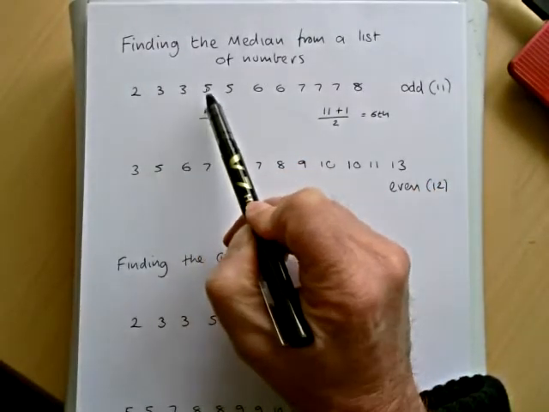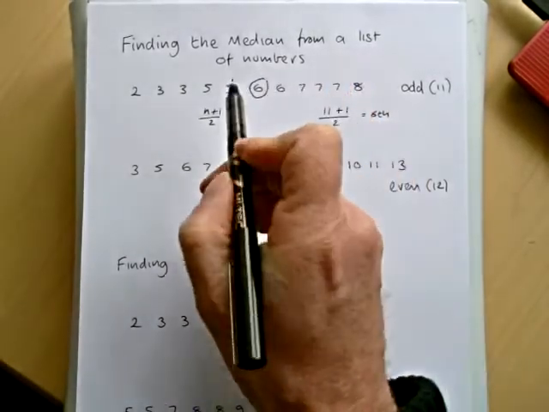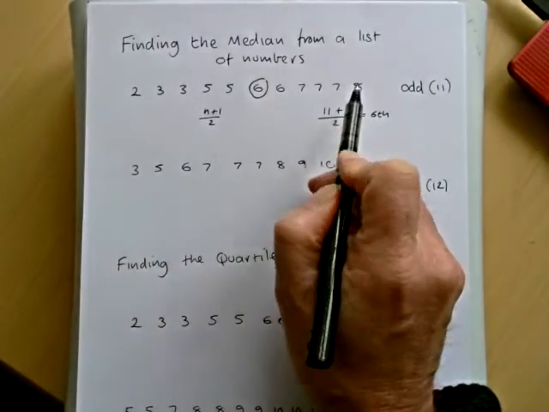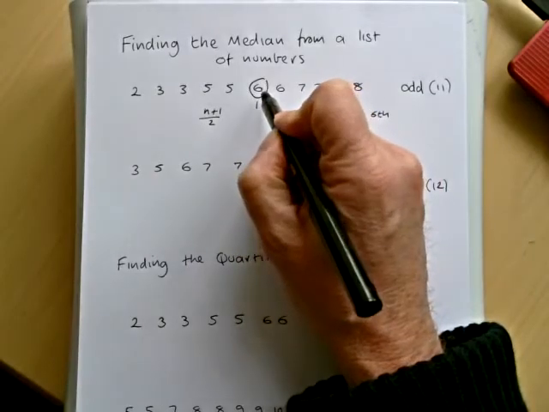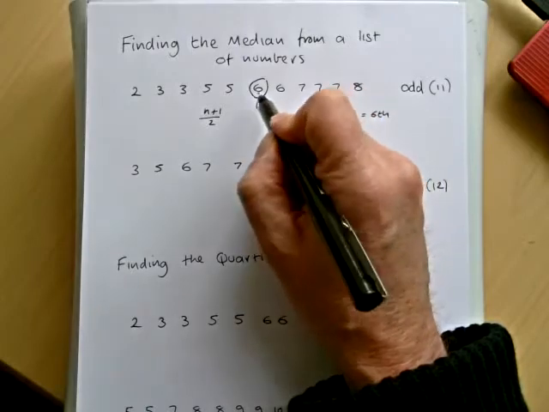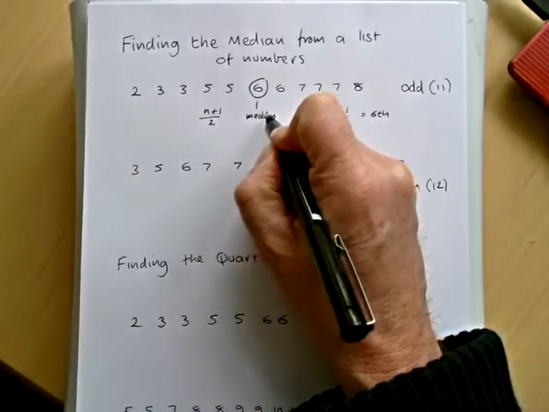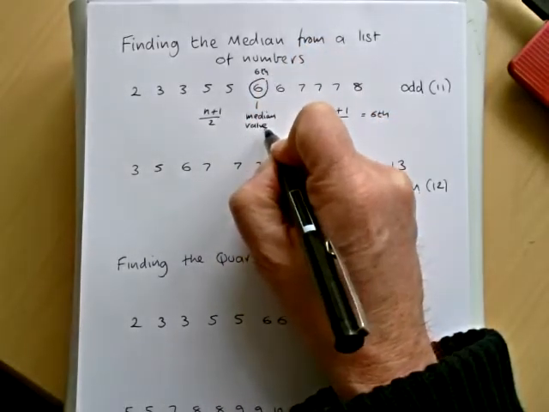So we'll count in then. 1, 2, 3, 4, 5, 6. There is your median there. And you'll notice that there are 5 numbers to the left of it and 5 numbers to the right. So it's smack bang in the middle. The value of the number happens to be the same as its position. That's not normally the case, it's just coincidence. So the median is the sixth number, and its value, coincidentally, is 6 as well.